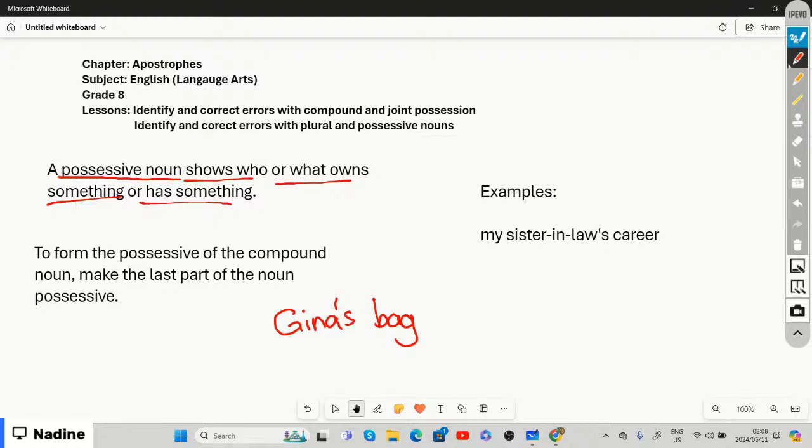So if we want to show that something belongs to someone, or that someone has something, then we say that is a possessive noun, because it shows either who or what owns something or has something. And when we write that name, we need to add an apostrophe to show who owns or who has something.